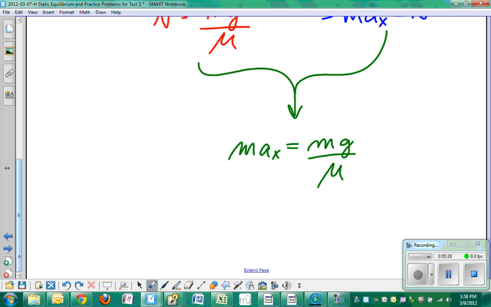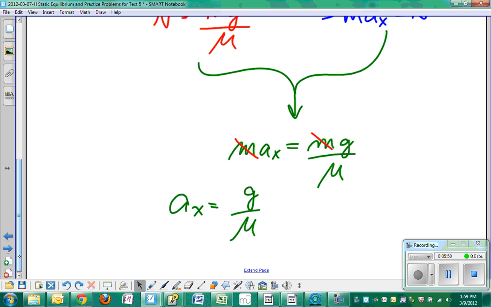All right, what do we see happening there? The m's cancel, okay? So we know that the x acceleration has got to be equal to g over mu. The acceleration has to be that big in order for what? In order for the normal force to be big enough so that the block doesn't slide. Okay? Everybody got all that? So far all we've done is figure out what the acceleration of the little block has to be.